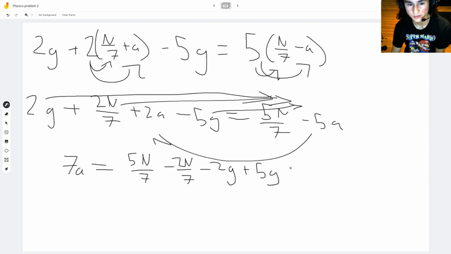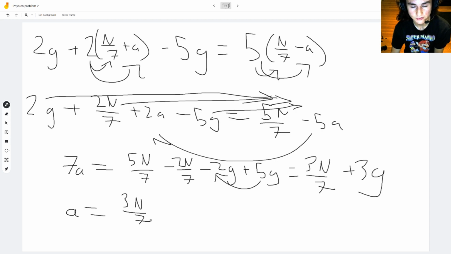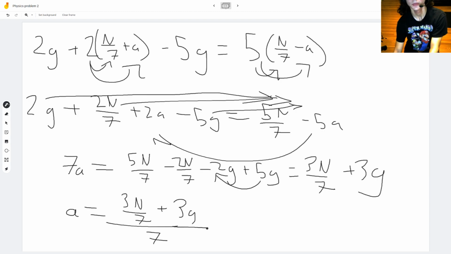So again, I'm going to simplify this once more by subtracting 2 from 5 because they both have n and 7 on them. 5 minus 2 is 3. And 5 minus 2, these both have g, so I can do this. 5 minus 2 is 3. Sorry, plus 3g because 5 is greater than 2. And then that is equal to 7a. So to get our value of a, we take 3n over 7 plus 3g over 7, all over 7.